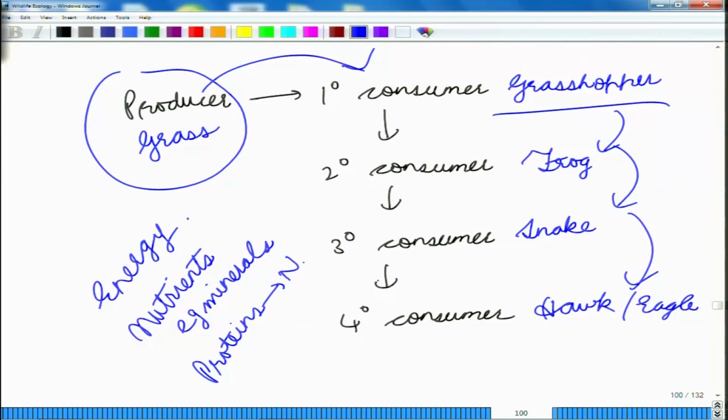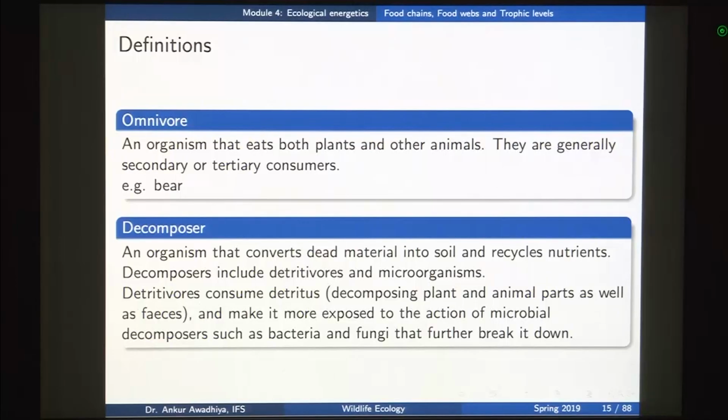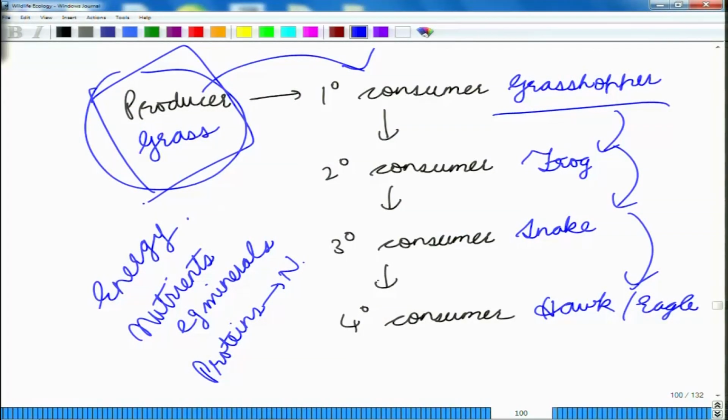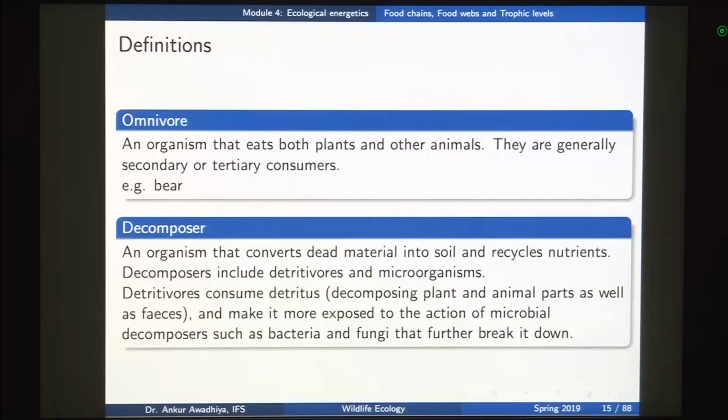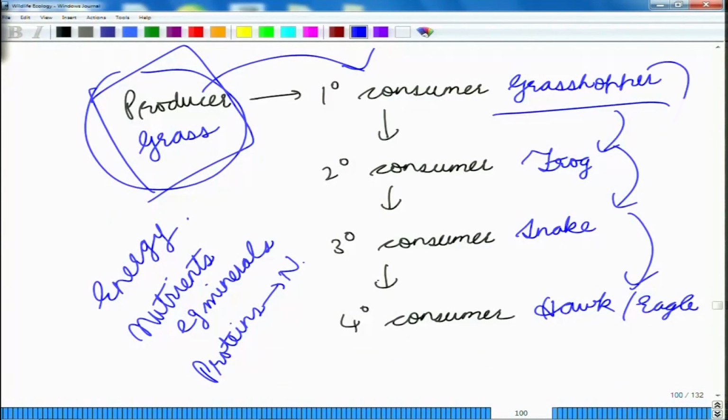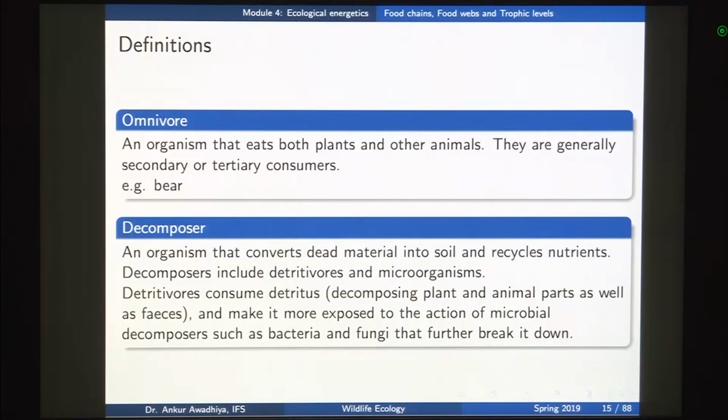But if all the inorganic materials and the nutrients get locked up in all the organisms, in that case the plants will not be able to get the nutrients. So, herein comes the role of the decomposers. The decomposers break up the bodies of all of these and also of the plants when they are dead, and then they release all of these nutrients back into the soil. So, a decomposer is an organism that converts dead material into soil and recycles nutrients. Decomposers include detritivores and microorganisms.